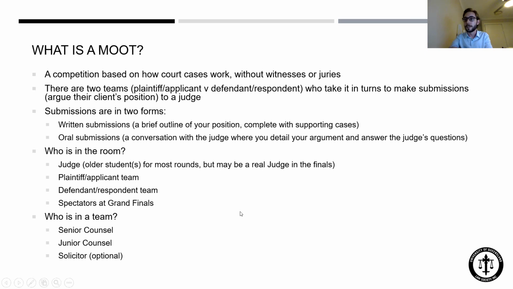Moot teams are generally made up of 3 people. You've got your 2 speakers, they're the senior and the junior counsel. In actual court, of course, the senior counsel is normally a more experienced barrister and the junior counsel less so. But in internal moot competitions, it doesn't really matter. That's just the order of speaking. And equally, you'll have normally a solicitor, but it's totally fine to be in a team of 2 as well. So you'll just have the 2 speakers. Totally up to you and your own personal situation.